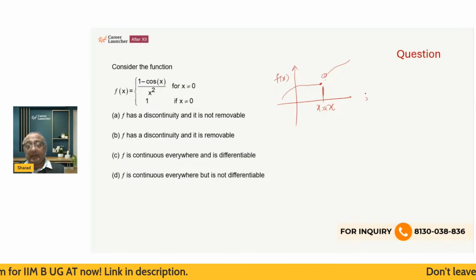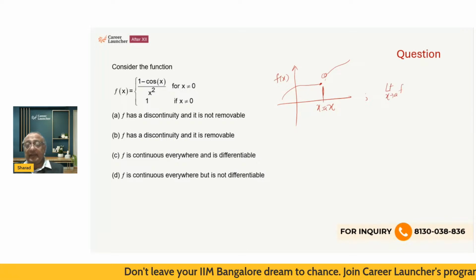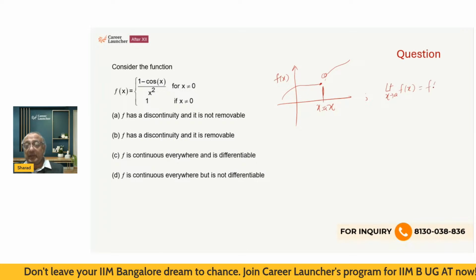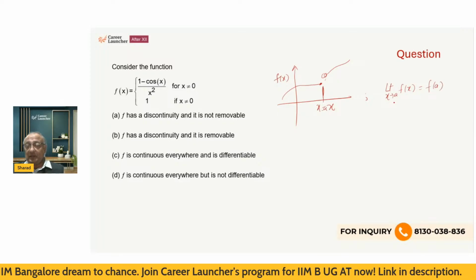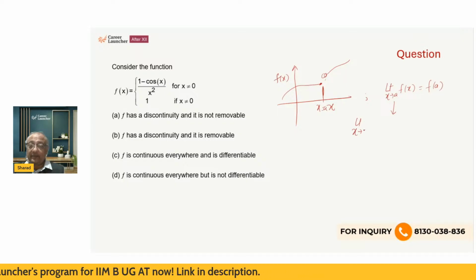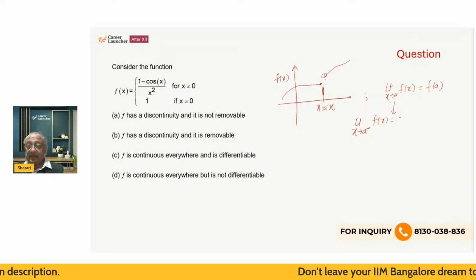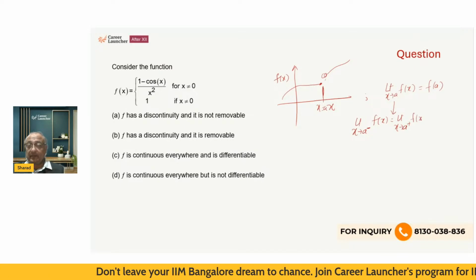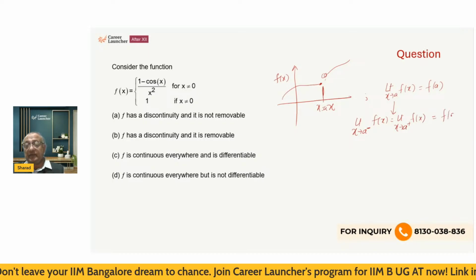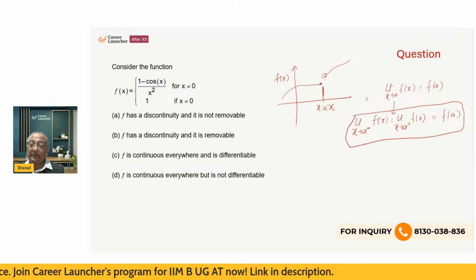But if I look at the mathematical definition, then I'll say limit x tends to a, f(x) must be equal to f(a). This also has one more layer. This is broken up into left hand limit and right hand limit. Left hand limit is equal to right hand limit. That must be equal to f(a). If it is, then we say the function is continuous.